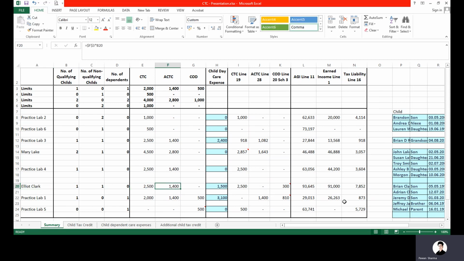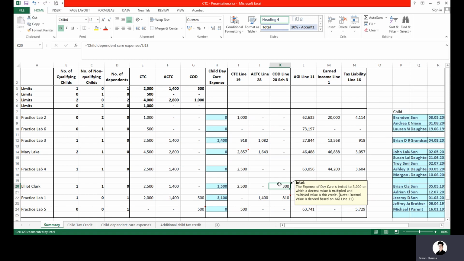Now in this case the tax liability is 7852, so he will get the full CTC. उसको पूरा CTC मिल जाएगा और एडिशनल कुछ भी नहीं मिलेगा like this. However, उसको फिर 1500 का डे केयर एक्सपेंस उसने किया था. So when he incurred 1500 of day care expense, which is limited to 3000, up to 3000 you can claim the credits. How? A decimal value is derived, which is multiplied with this credit. The decimal value is derived based on the AGI, line 11. Let me show you how it is calculated.